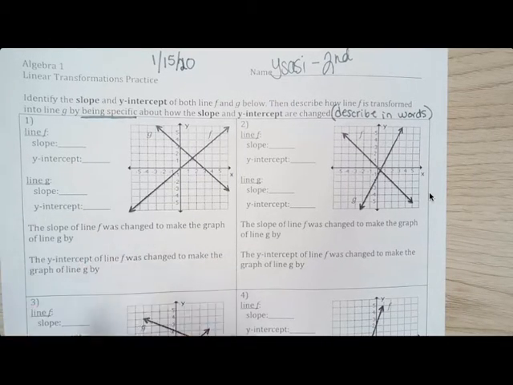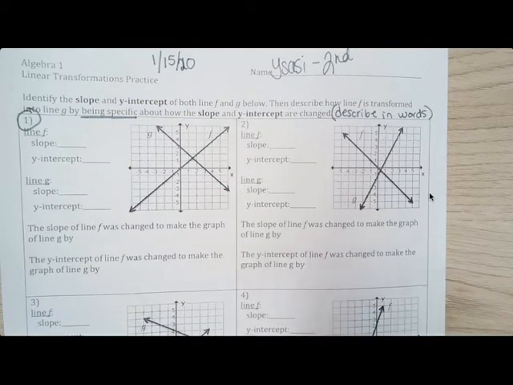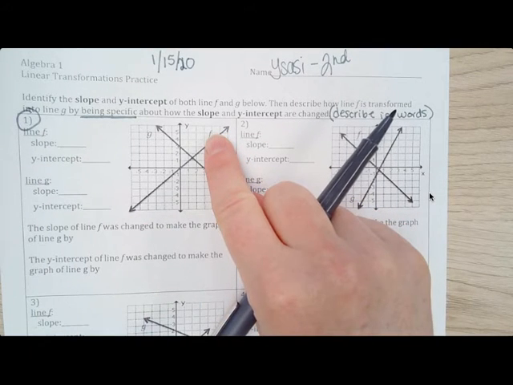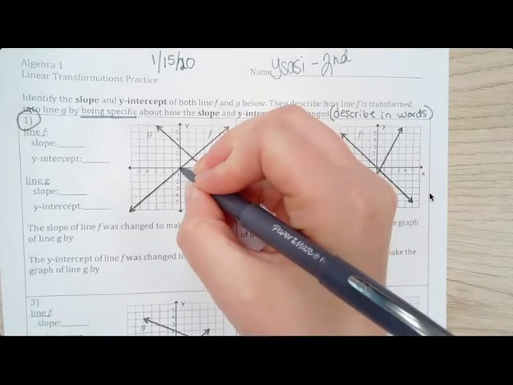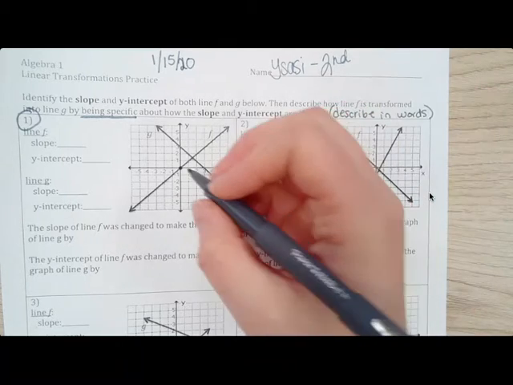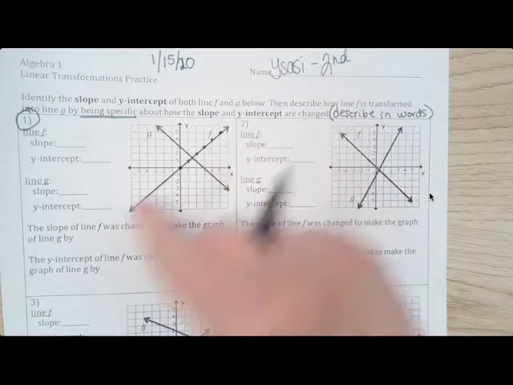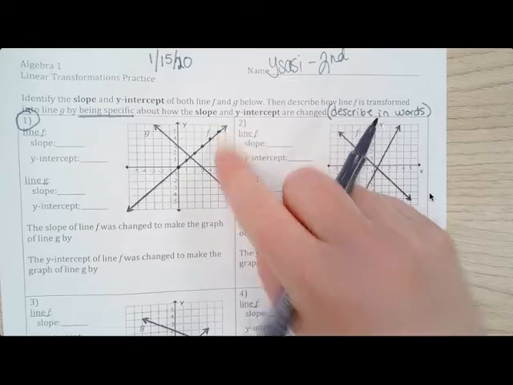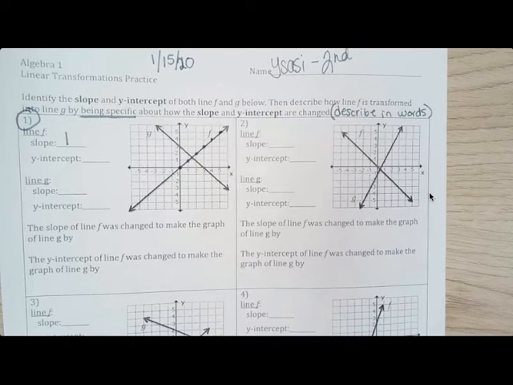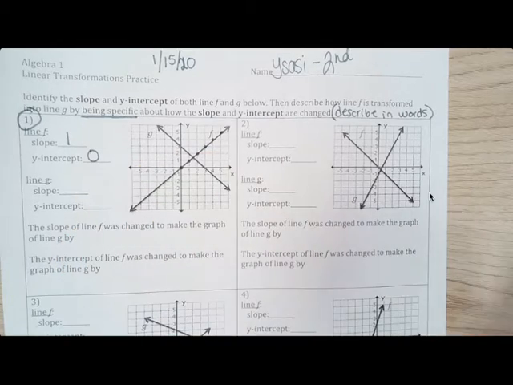So we're going to look at number 1 together first. We have line F. We need to find the slope. So here's line F. We need to find 2 points to do rise over run. It looks like it goes through the origin. And so let's find another point. It looks like it's actually going up 1 over 1. This looks like the linear parent function, y equals x. So this is slope of 1. And the y-intercept, it goes through 0.